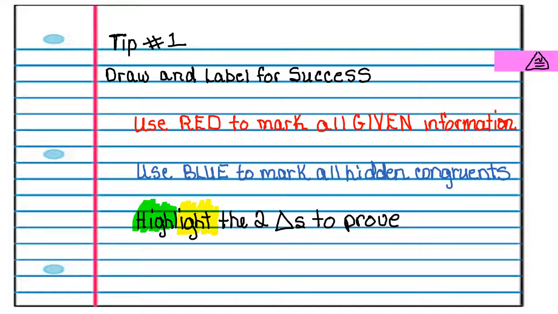Tip number 1. Draw and label for success. I suggest using red to mark all the given information congruencies. Use blue to mark all the hidden congruents. Then use 2 different colors of highlighters so that you can highlight the 2 triangles that you need to prove. What is needed to be proved here?